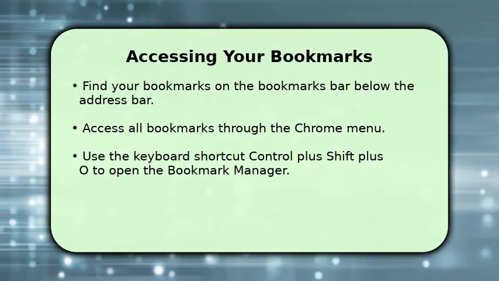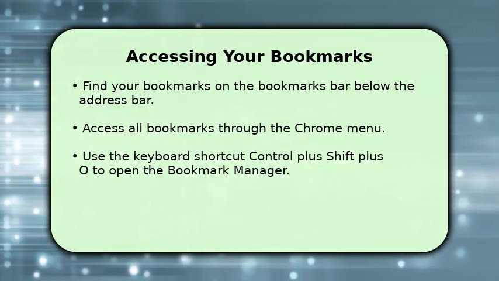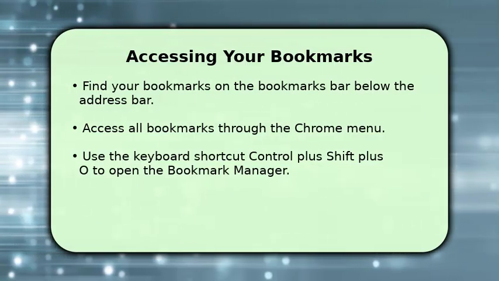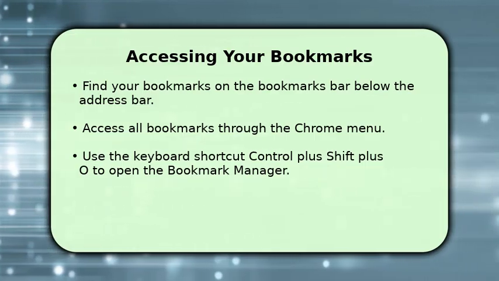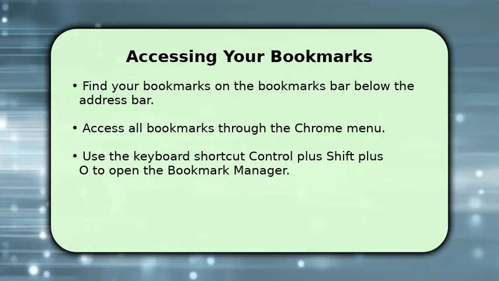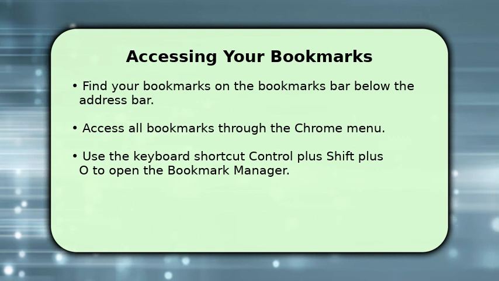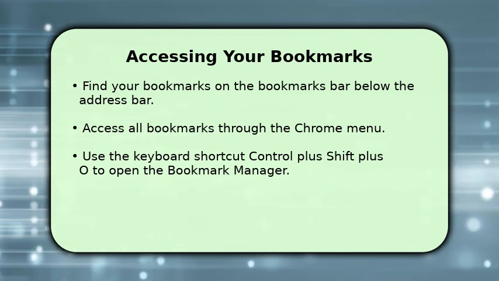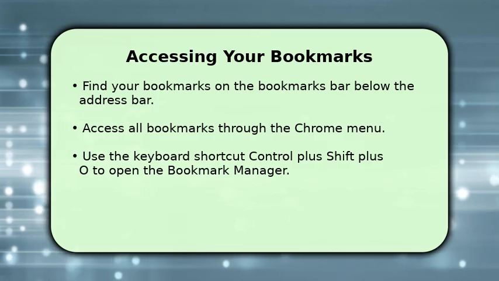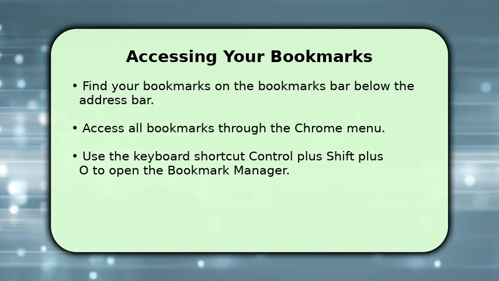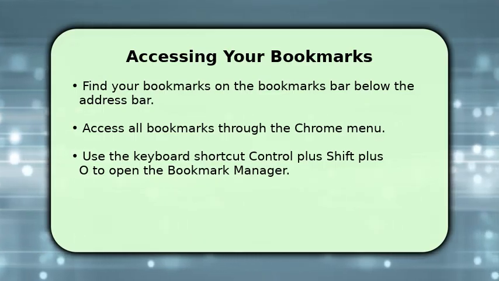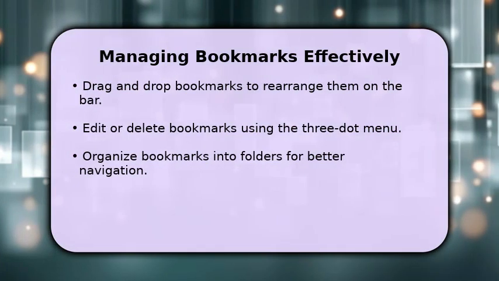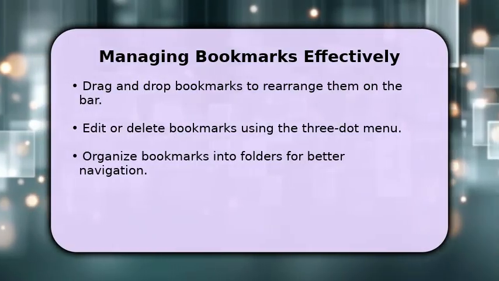After saving, accessing your bookmarks is straightforward. If you have the bookmarks bar enabled, your new bookmark will appear there. For all your saved pages, click the 3 vertical dots in the top right corner of Chrome, then hover over Bookmarks. You can also use the keyboard shortcut Control+Shift+O to open the Bookmark Manager, which displays all your saved sites in one place. To keep your bookmarks tidy, effective management is key.